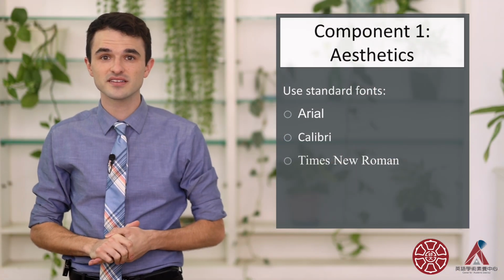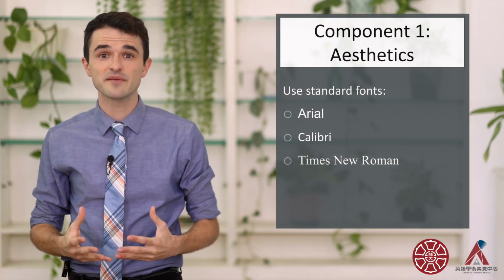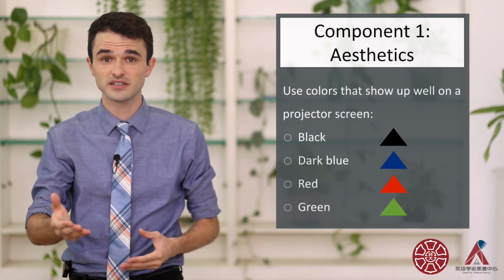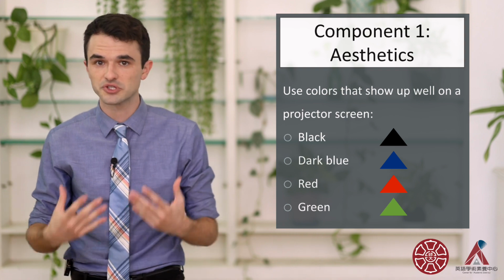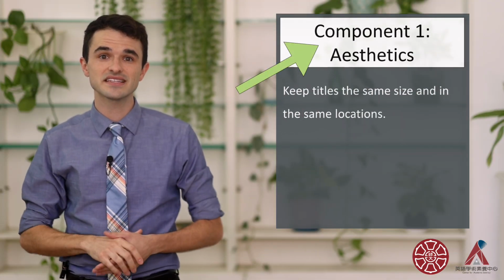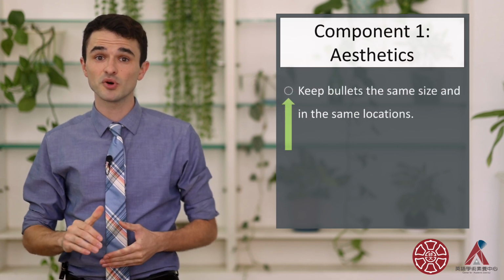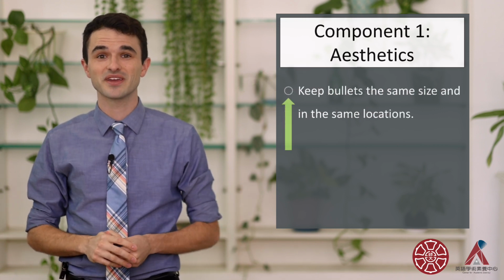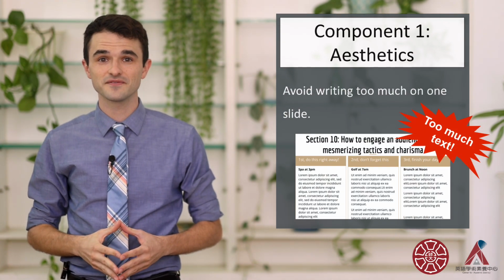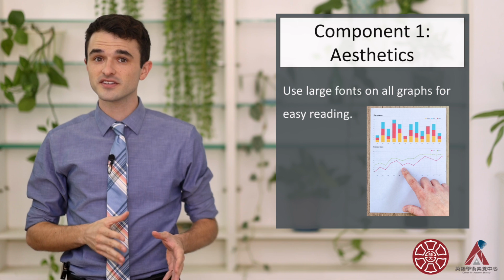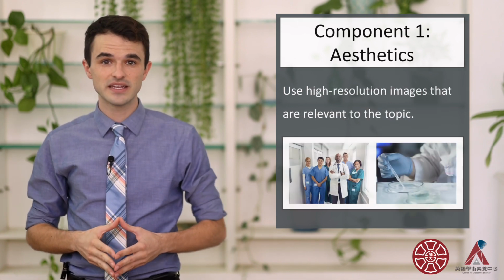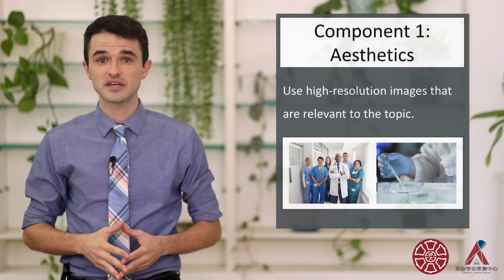Use standard fonts such as Arial, Calibri, and Times New Roman. Use colors that show up well on a projector screen. I like to use black, dark blue, red, and green. Keep titles the same size and in the same locations. Keep bullets the same size and in the same locations. Avoid writing too much on one slide. Use large fonts on all graphs for easy reading. Use high-resolution images that are relevant to the topic.